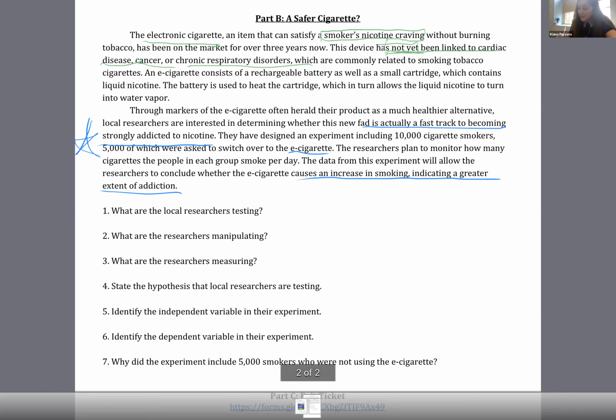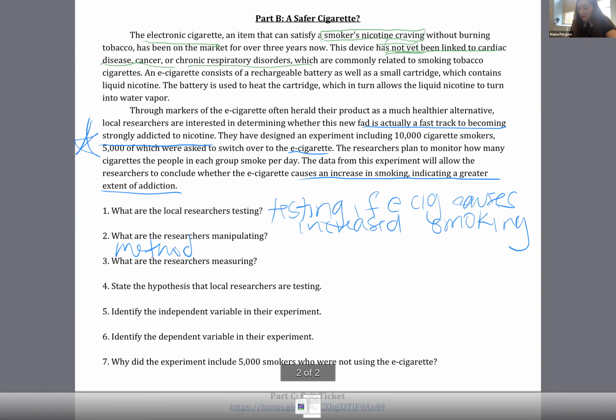They are testing if e-cig causes increased smoking. What are they manipulating? They're manipulating the method of nicotine consumption. Right? So they're saying either e-cigarette or real cigarette. Those are the two different conditions in this experiment.